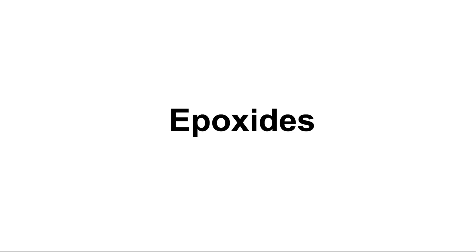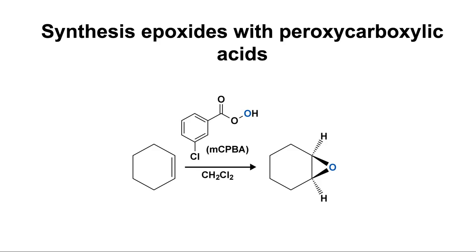So far in this chapter, we've seen how to add hydrogens, halogens, and hydroxides to a double bond. But now we're going to see how to get an epoxide starting from an alkene. To get an epoxide from an alkene, we can use MCPBA, which is a peroxycarboxylic acid. You don't have to memorize the structure, but you must know that when we treat an alkene with MCPBA, with CH2Cl2 as the solvent, we will get an epoxide.